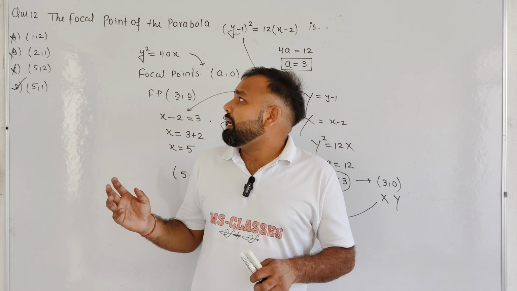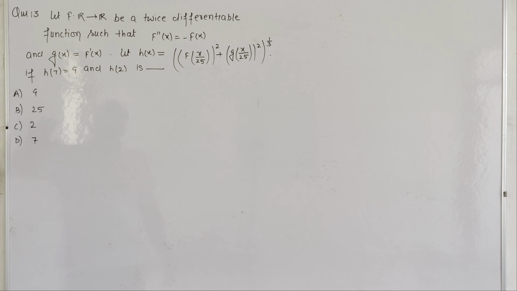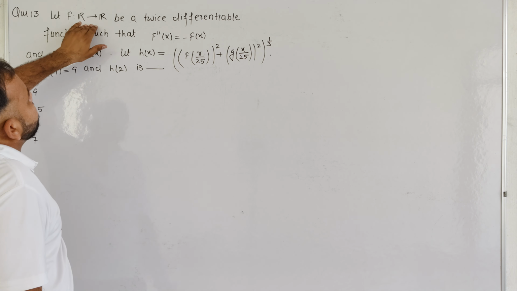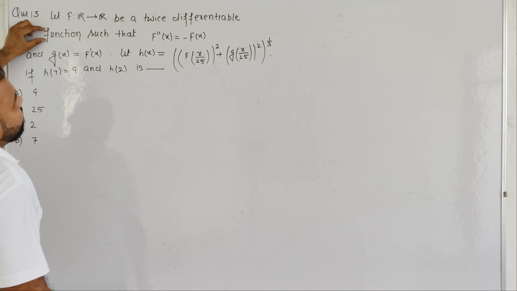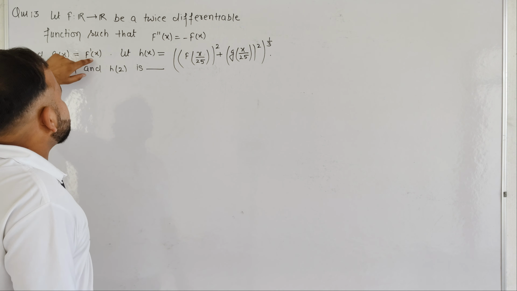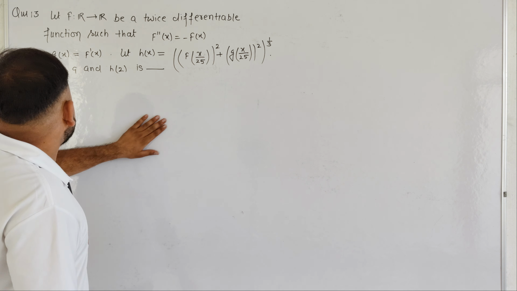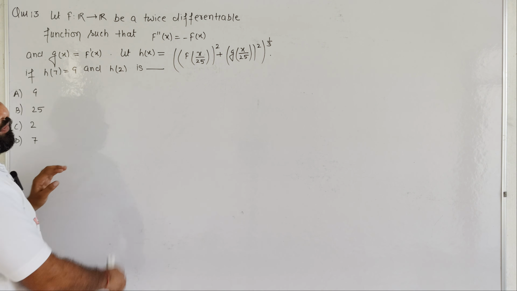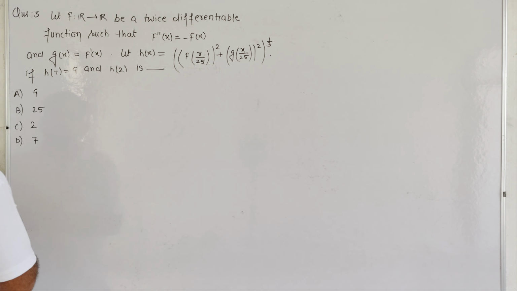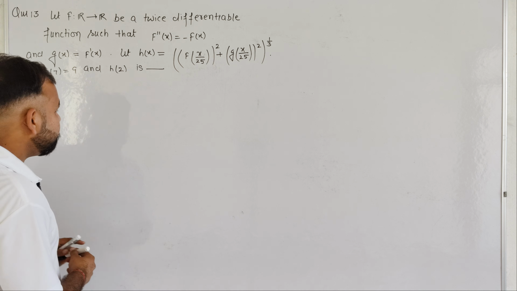So similarly, our next question is question number 13. Let f from R to R be a twice differentiable function such that f double dash x is minus of f x and g of x is f dash x. Let h of x be f of something, this equation. If h of 7 is 9, then find the value of h of 2. Student, there are 4 options. Option A is 9, B is 25, C is 2 and D is 7.